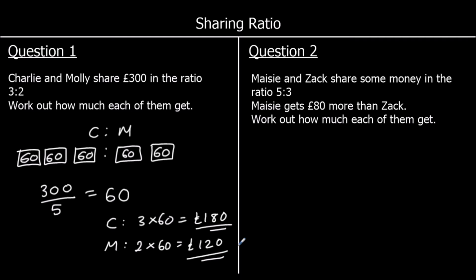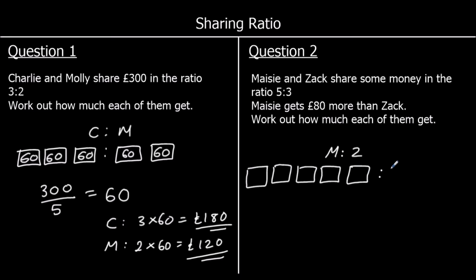Question 2 says Maisie and Zach share some money in the ratio 5 to 3. So it's Maisie and Zach. So Maisie's got 5 boxes. And Zach's got 3 boxes. The question says Maisie gets £80 more than Zach. So how many more boxes does Maisie have? Maisie's got 2 more boxes. So in these 2 extra boxes, there must be £80.